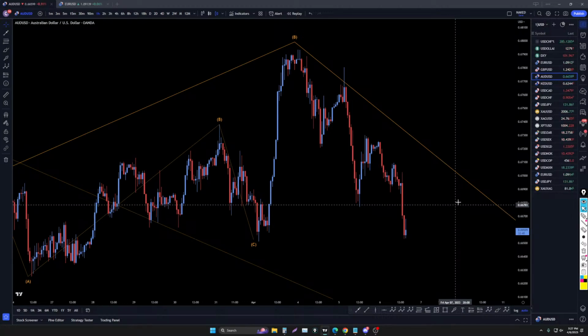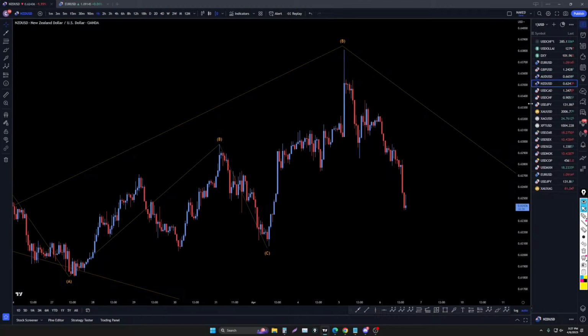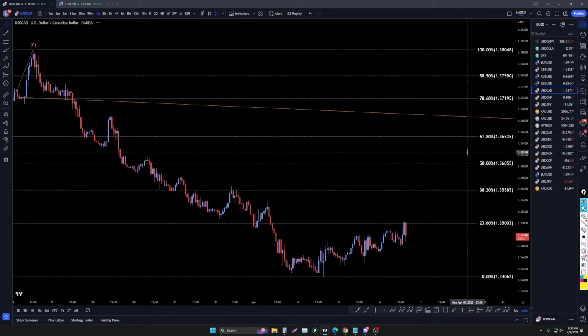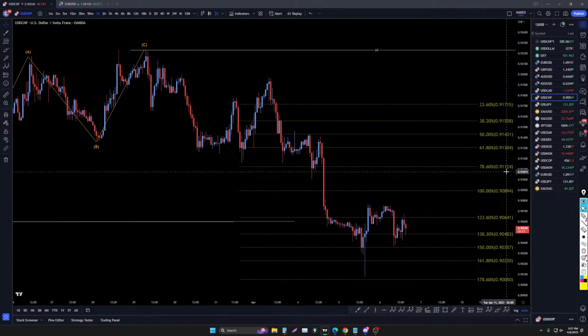Yeah, Aussie. I would definitely be looking to short the Aussie. Same thing with the Kiwi. Definitely shorting the Kiwi. And the US dollar Canadian, I'm looking for a short on the US dollar Canadian for sure. I mean, if it goes down and breaks structure, that may convince me to go short. But it seems to me like it's going to go up more to at least a 38% before we see that real short. US dollar Swiss, not really doing much.